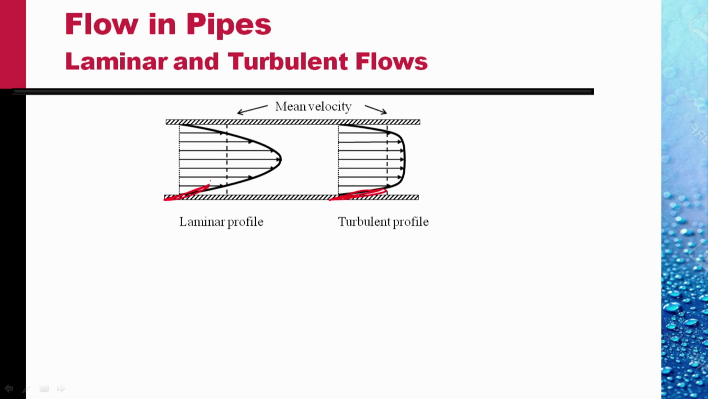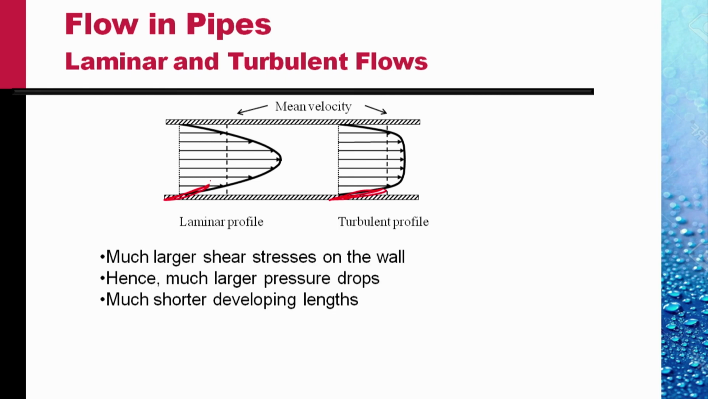Since the shear stresses are related to velocity gradient, shear stress on the wall in turbulent flow is much more than the shear stress in laminar flow for the same mean velocity. Much larger shear stress on the wall means much larger pressure drops, and much shorter developing lengths in turbulent flows, as we discussed earlier.